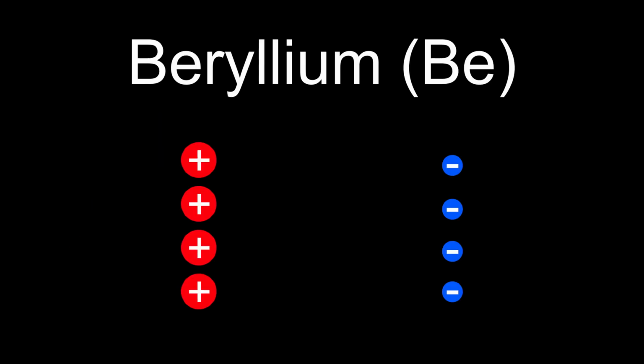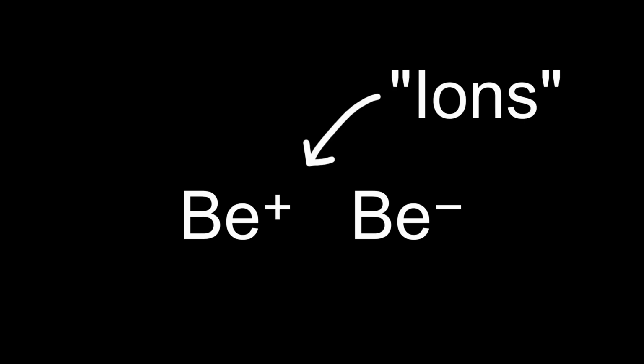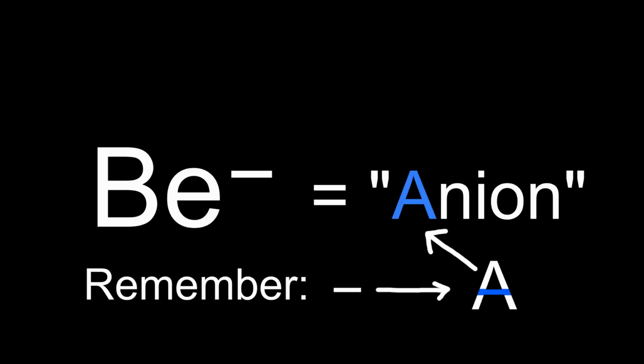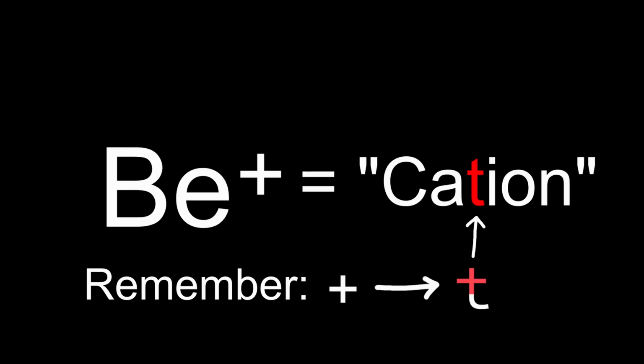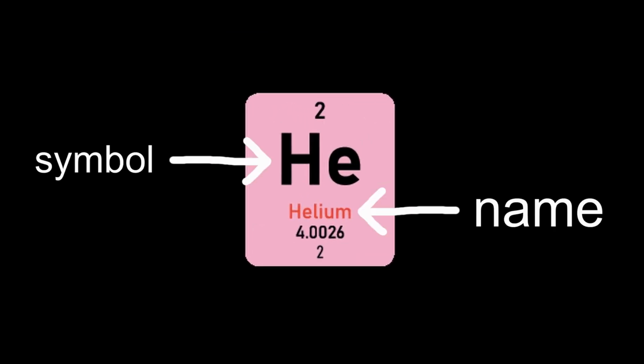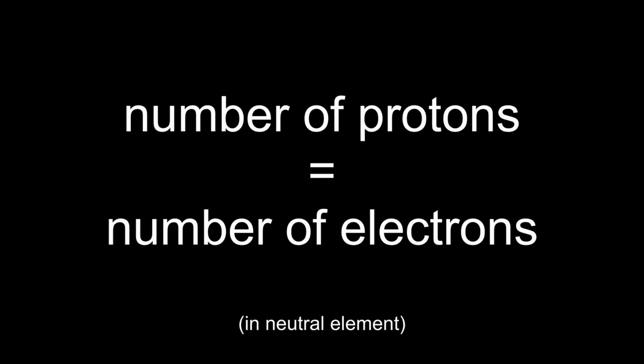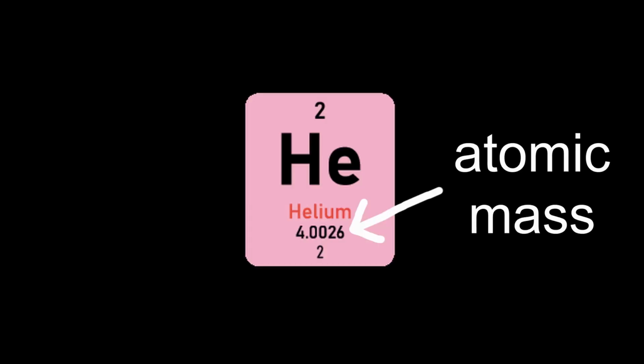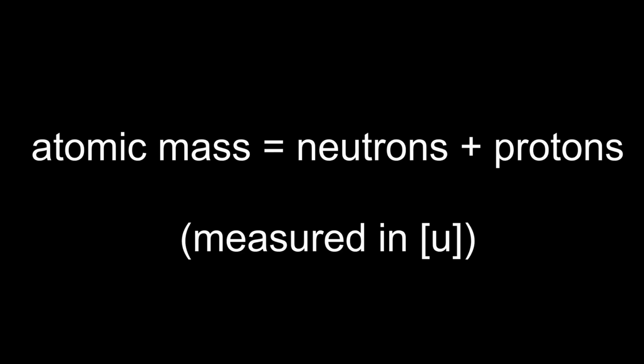If an atom has the same amount of electrons as protons, it has no charge. If it has more, it has a negative charge, and if it has less, it has a positive charge. Charged atoms are called ions. Negative ions are anions, and positive ions are cations. The periodic table is also pretty much a dictionary, as every cell tells you the name and symbol of an element, the number of protons in the core, which is also the total number of electrons, and the atomic mass, which is the mass of neutrons and protons combined.